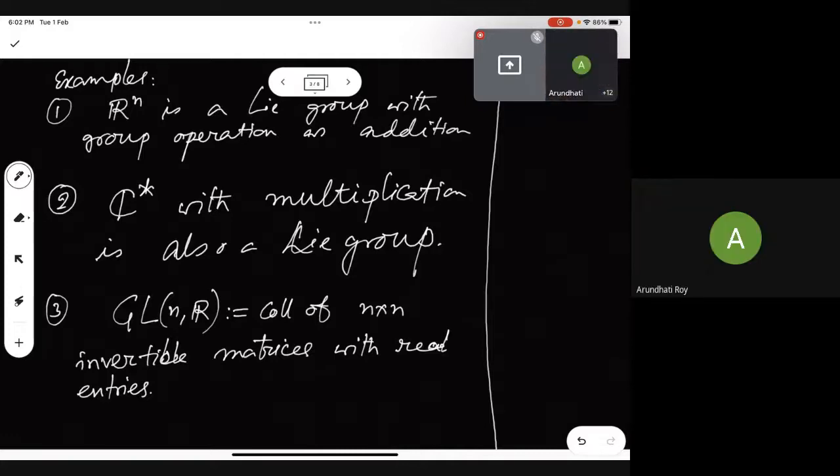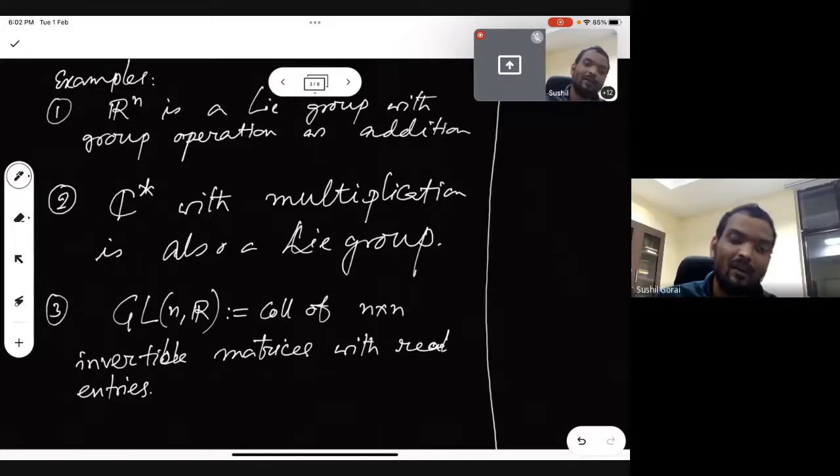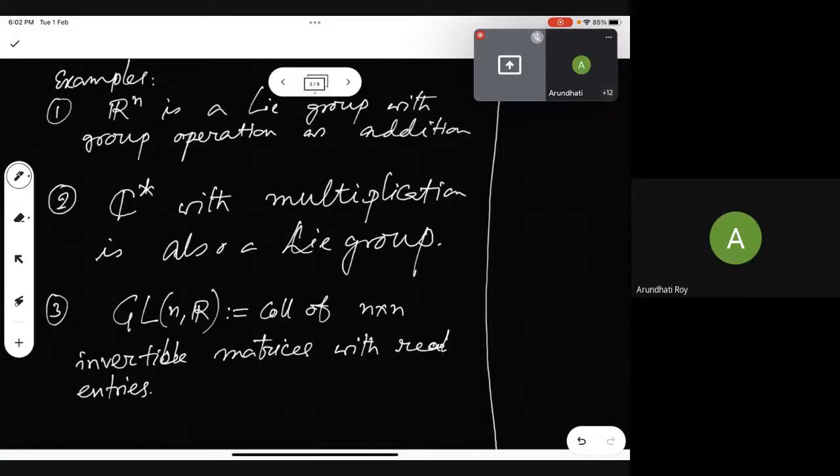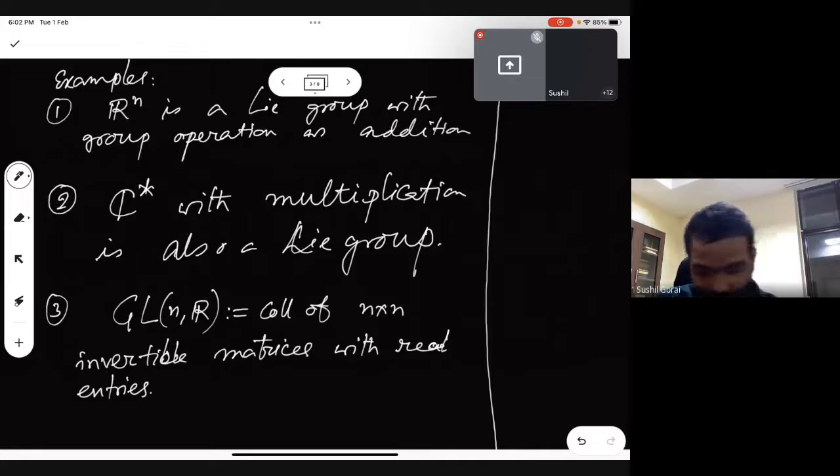We can define a continuous map from matrix A to the determinant of A. So we can realize the space of matrices as Rn square. The space of matrices can be realized as Rn square because there are n square entries in a matrix. Right. Fine.